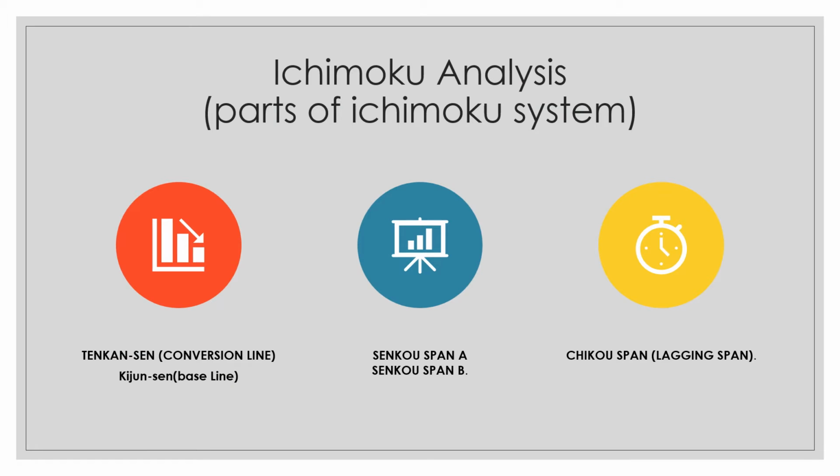Before we jump into our analysis on what the Ichimoku indicator is and how it works, let us study its various components. Generally, there are three main components. The first one is Tenkan-Sen and Kijun-Sen.